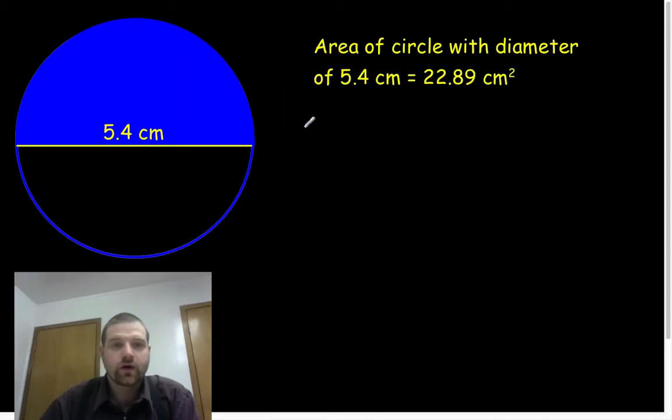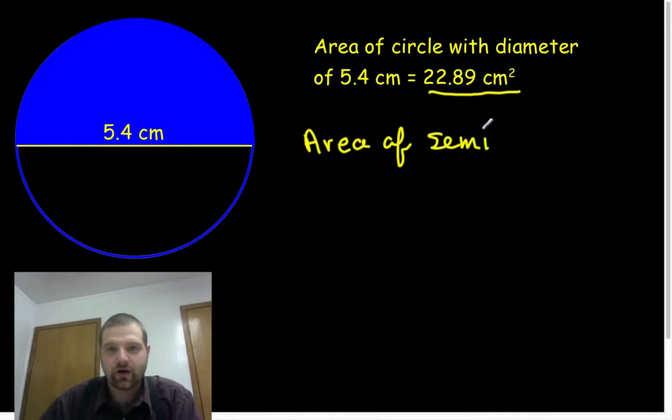Okay, now that we figured out what the area is of a full circle with 5.4 centimeters, we got the answer as 22.89 centimeters squared. Here, if we look at it, we can see that we've only got half a circle. So the area of a semicircle, or half of a circle, is what we're trying to find here.